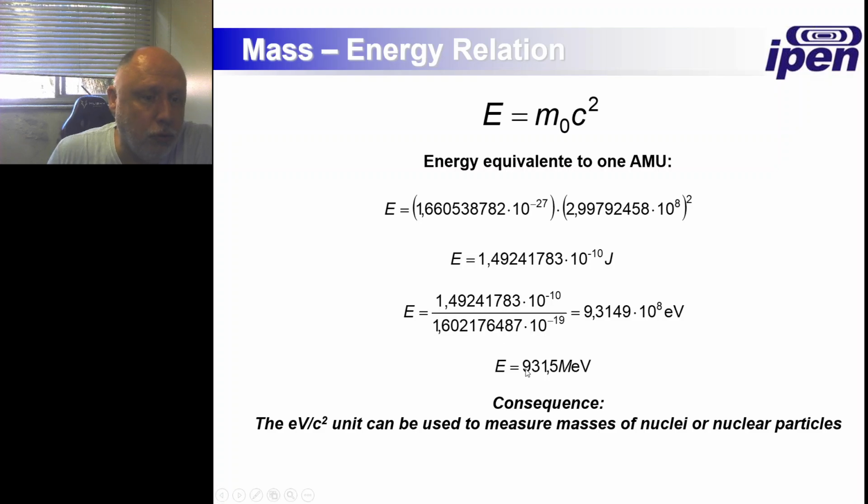So if I measured 931.5 mega electron volts in my system, I know it's a mass of 931.5 mega electron volts per c squared, right? Much more practical. This is a unit we'll see often over and over again.